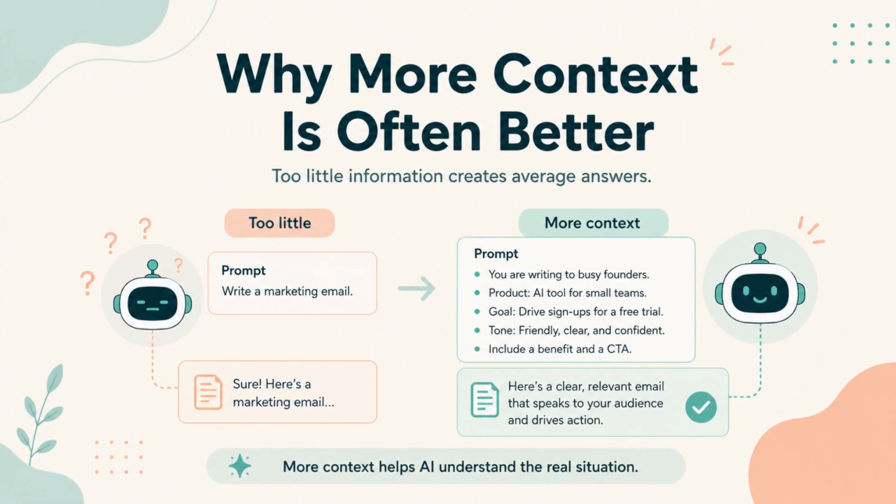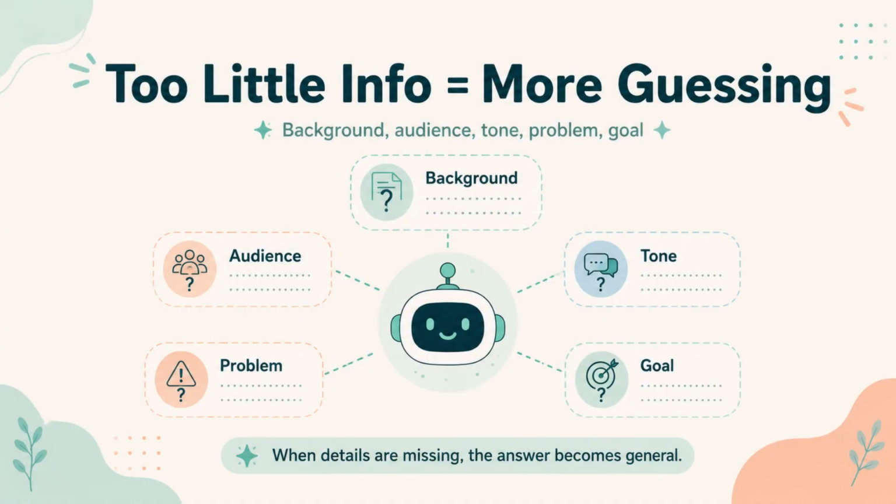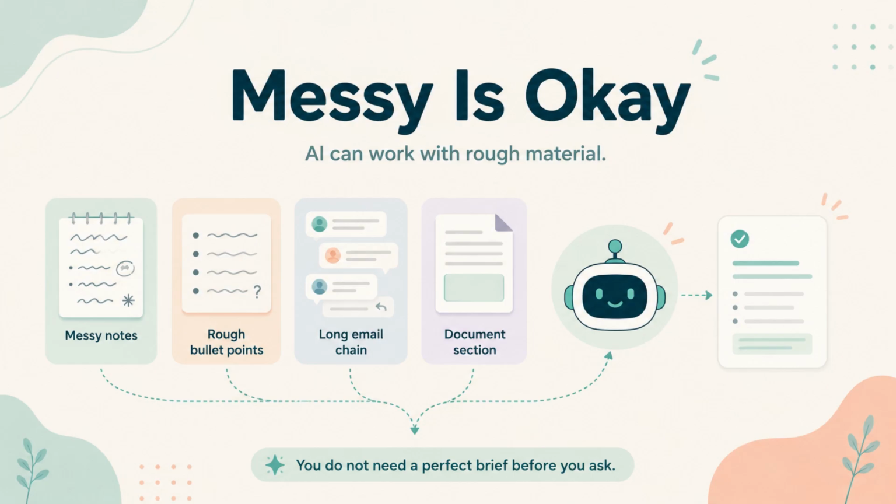Why? More context is often better. Many beginners worry about giving AI too much information. They think, will this confuse it? But most of the time, the real problem is the opposite. AI gives weak answers because it was given too little information. If you give only one sentence, AI has to fill in too many blanks. It has to guess the background, the audience, the tone, the problem, and the goal. That is when the answer becomes general.